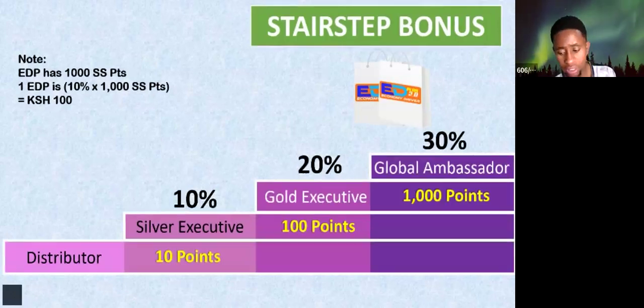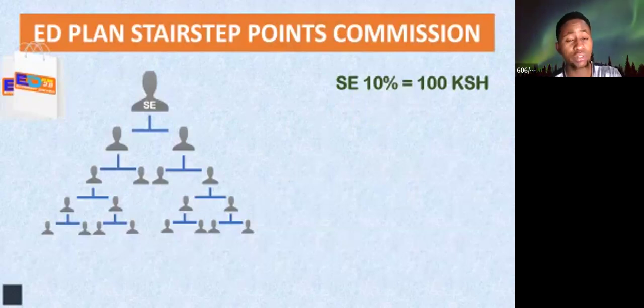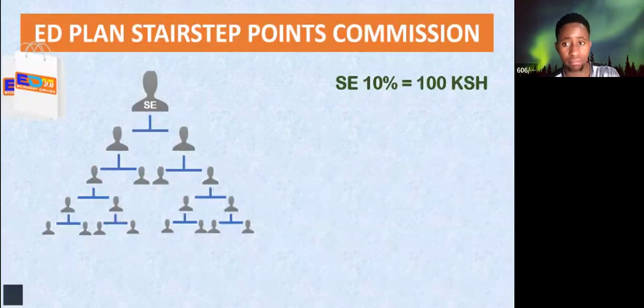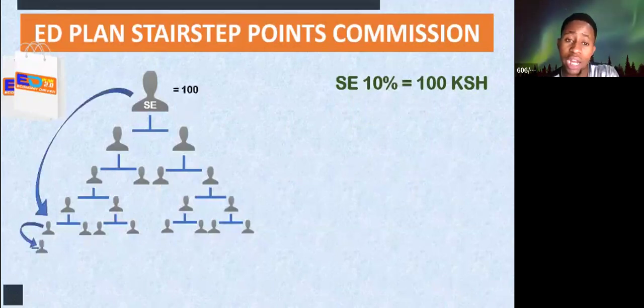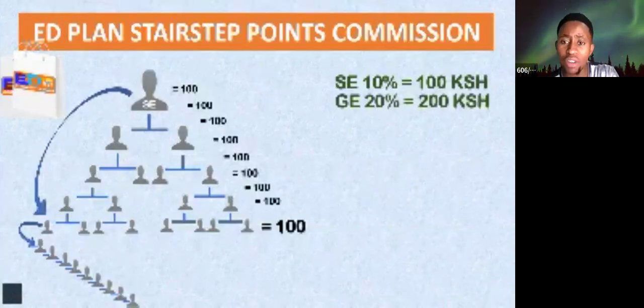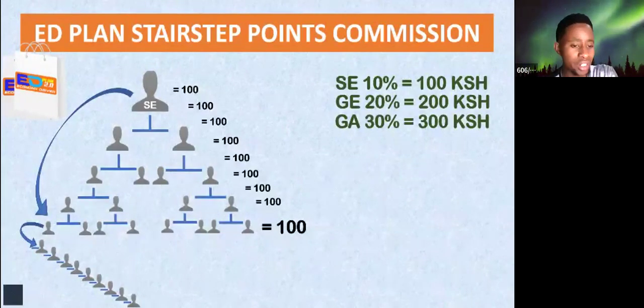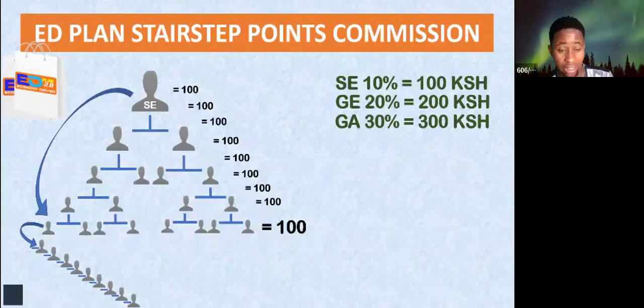Do you understand what I'm talking about? Now, look at this. You're a silver executive, so it means you'll earn 10%. Okay? So if a package is bought somewhere in your organization, you earn 100 points. Doesn't matter who is buying. Anytime there's a package bought in your organization, you earn 100 bob. If you're a gold executive, you earn 200 shillings. If you're a global ambassador, you earn 300 shillings. Doesn't matter where it's bought, either on your strong leg or on your pairing leg.